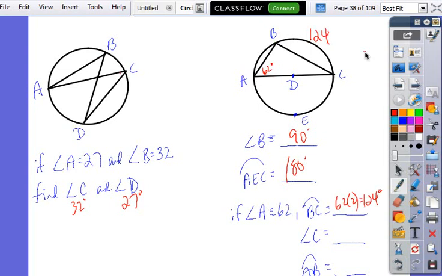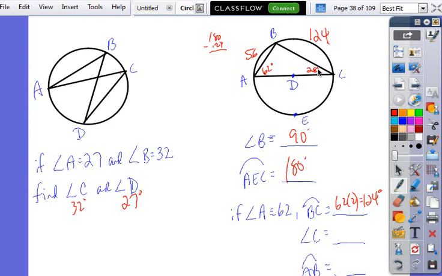Now it asks me for angle C. How am I going to find angle C? Subtract 124 from 180 and then divide that by 2. That is one way. If this is 124, I know the leftover part over here is 180 minus 124, which is 56. Then 56 is the arc, so I divide by 2 and get 28. That works perfectly fine.